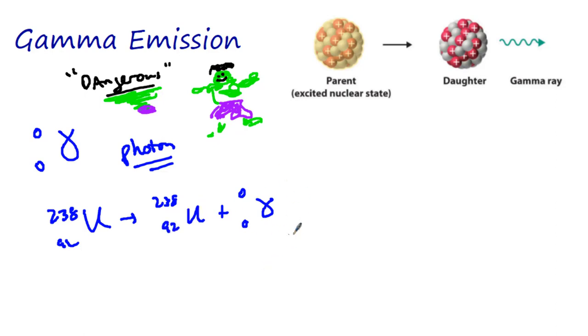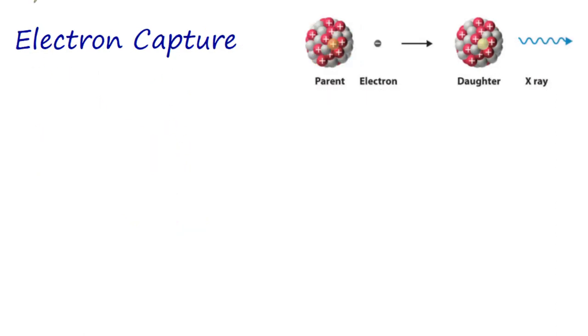Now, sometimes you have gamma emission that happens with alpha emission, sometimes gamma emission with beta emission, all these different things. We have one last, or actually two last types of nuclear radiation, nuclear decay reactions, and here we have what's called an electron capture.